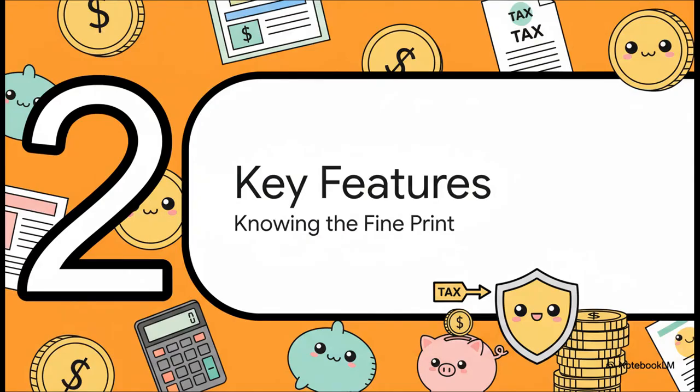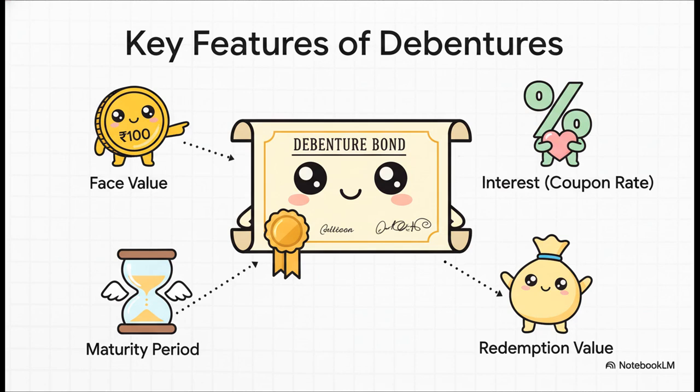Right, and every single debenture has a few standard features. You can think of them like the specs on a new phone. Understanding these is absolutely crucial before we can jump into calculating the real cost. So let's break them down. Okay, so first up is the face value. That's the price printed right there on the certificate. Let's say 100 rupees. Then you have the coupon rate, which is just a fancy name for the interest rate the company promises to pay. Next is the maturity period, basically the lifespan of the loan. And finally, there's the redemption value, which is what the company pays you back at the very end. This is usually the same as the face value, but hey, sometimes it can even be a little bit more.